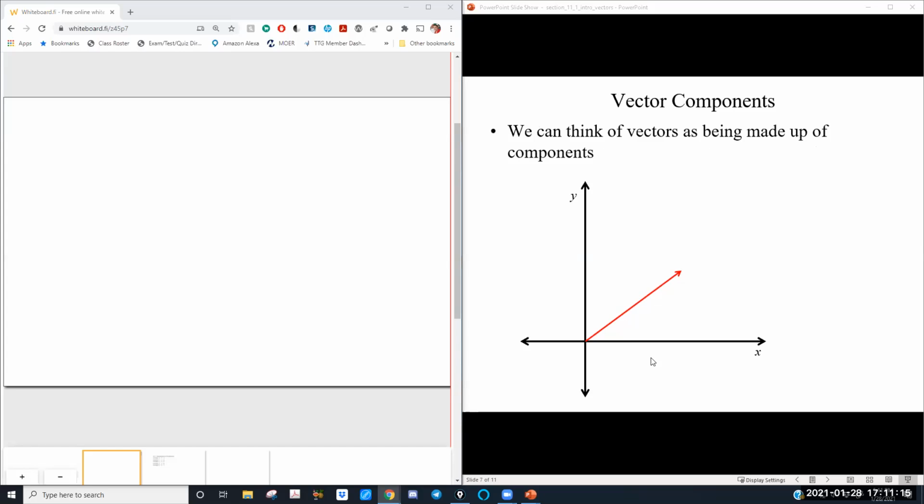Now, this is something I'm going to harp on a lot when we deal with vectors: thinking of them in terms of components. Because if we can break a vector down into components, it makes it much easier to deal with. When you go to do problems on the worksheet, you might want to break your vector into components.